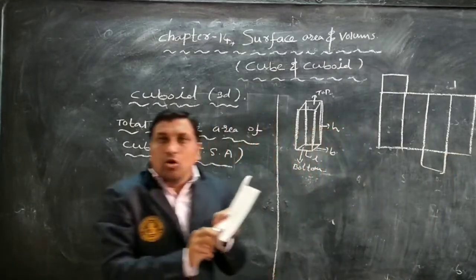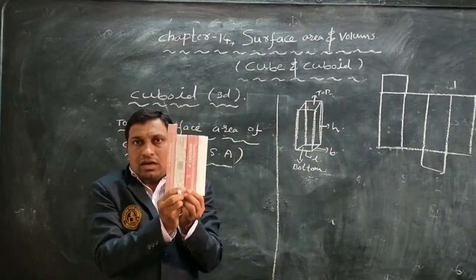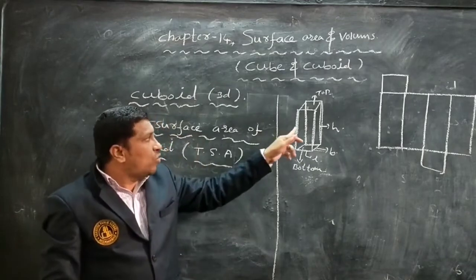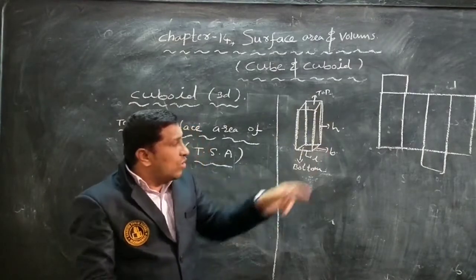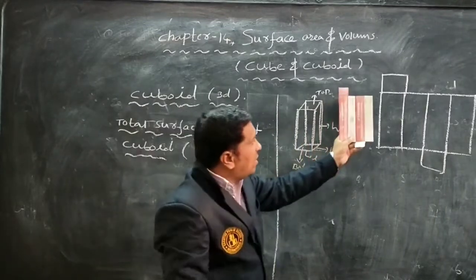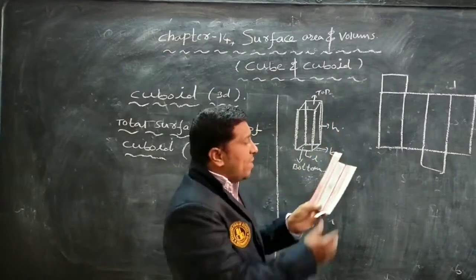So this is the open format of a cuboid. Understood? So this is the cuboid actually. I cut any one of the corners, so the remaining structure is equivalent to this one. Understood? Here, how many sides are there?